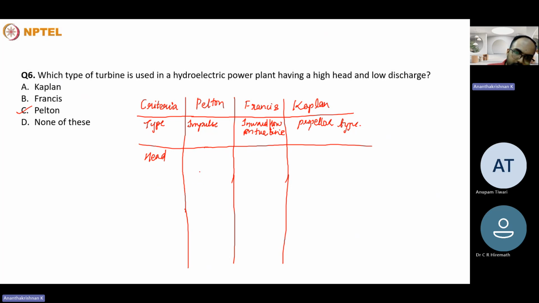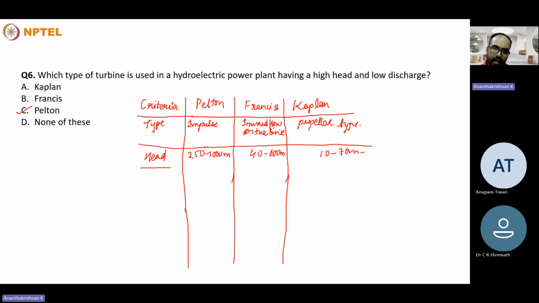Pelton is used for high head, 250 to 1000 meters. Francis is for medium head, 40 to 600 meters. And Kaplan is used for low heads, 10 to 70 meters.